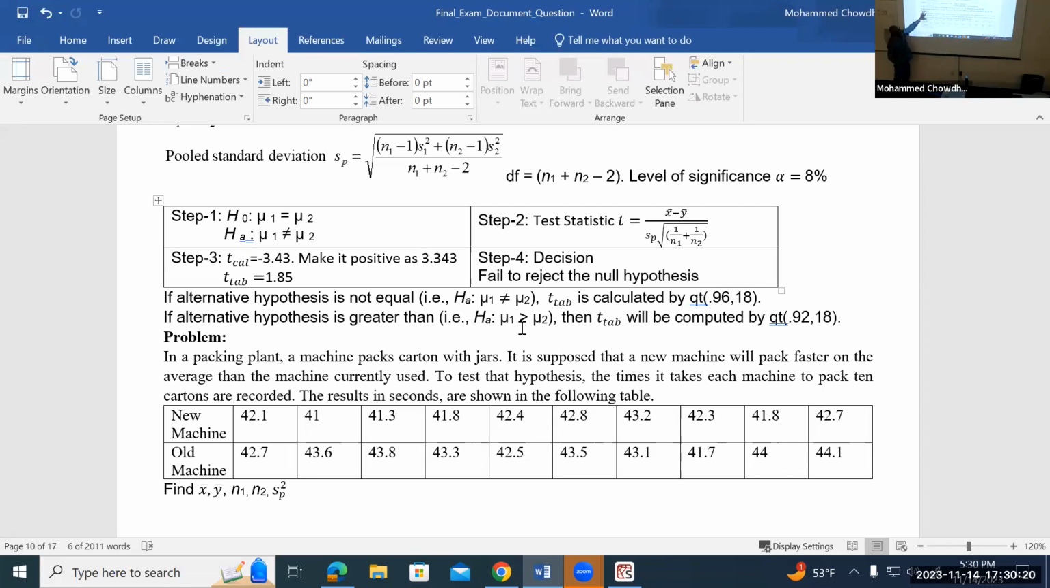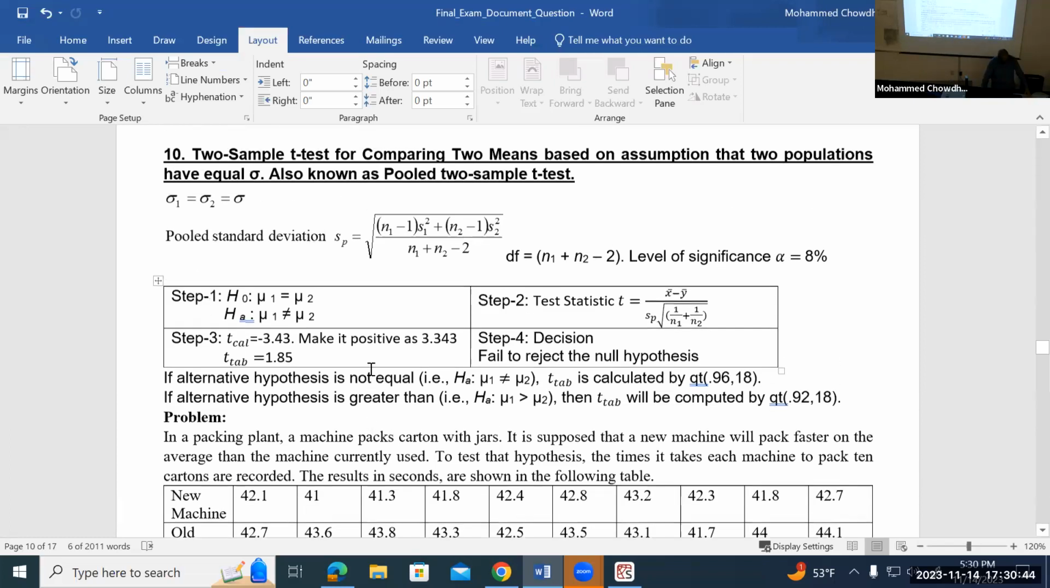When will I use this approach? Take a look at the board, please. When the variance of this is close to the variance of that, instead of using separate variances, we can use one pooled variance together. The variances are together, two data sets. How they have computed these things, take a look at that.